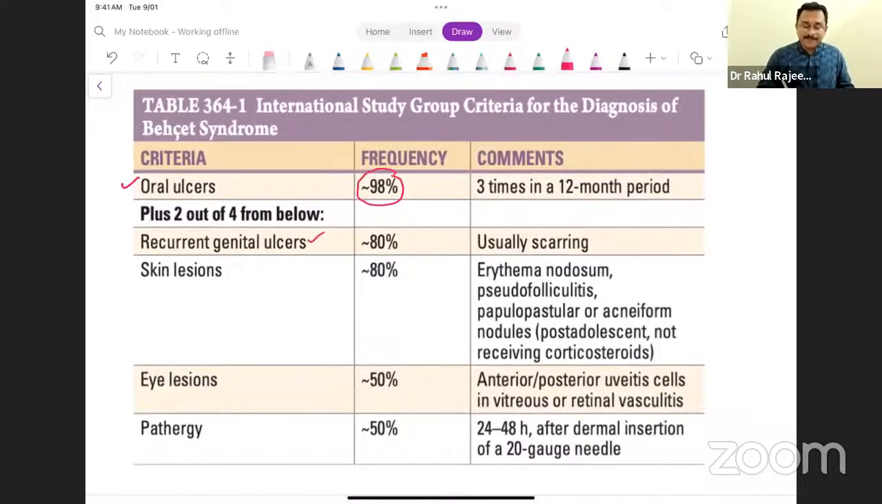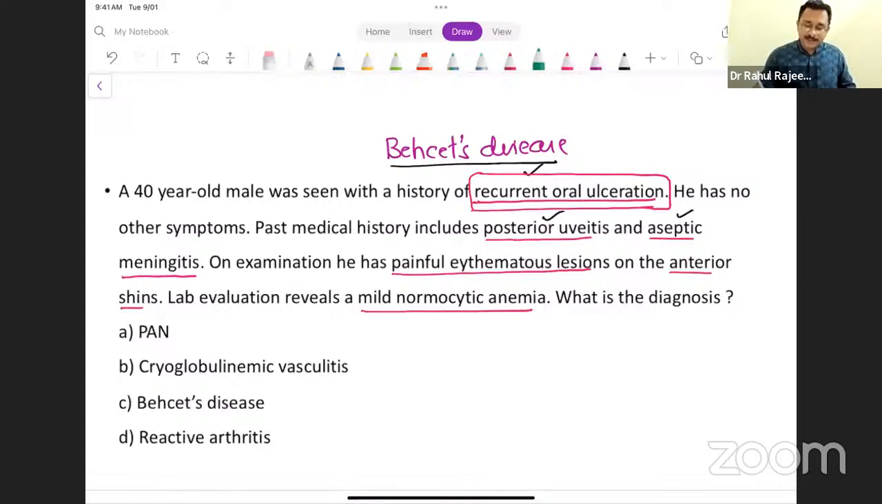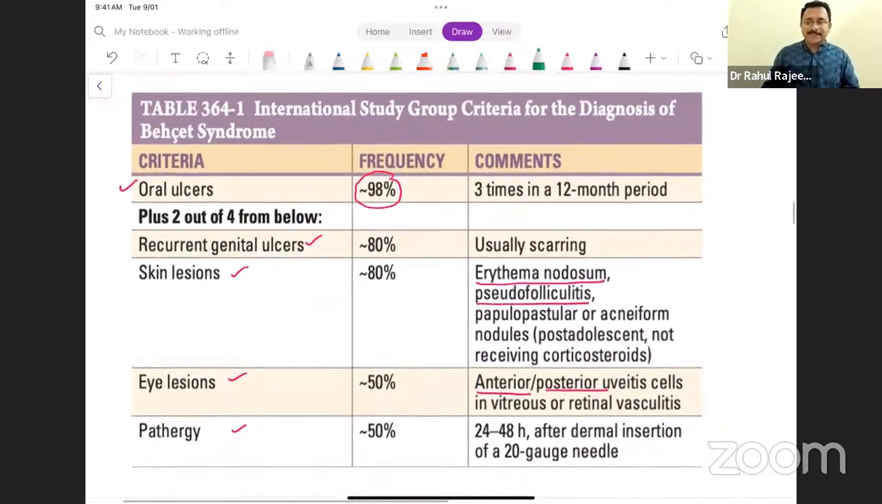Genital ulcers may be seen, and skin lesions, especially erythema nodosum, pseudofolliculitis, papulopustular or acneiform nodules. Eye lesions can be seen, either anterior or posterior uveitis. And the test that is used is the pathergy test. So these are some important findings that you should know. So what is going to be the answer here? Yes, oral ulcers, uveitis, aseptic meningitis. All these point towards Behçet's disease.